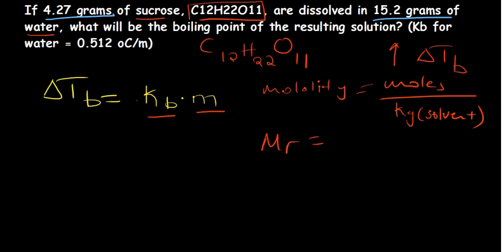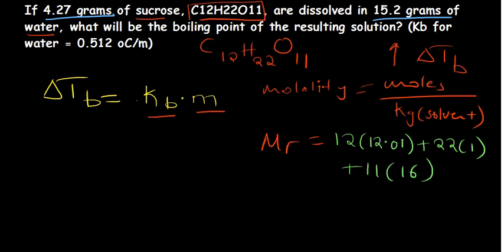So we have carbon, we've got 12 carbon atoms plus 22 hydrogen atoms plus 11 oxygen atoms. So 12 multiplied by 12.01 plus 22 plus 11 multiplied by 16. So approximately the value is like 342.12 grams per mole.